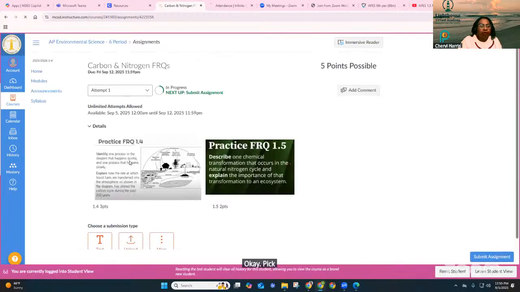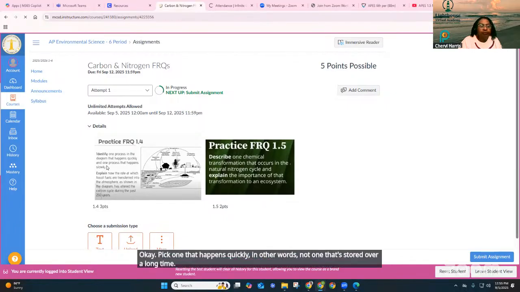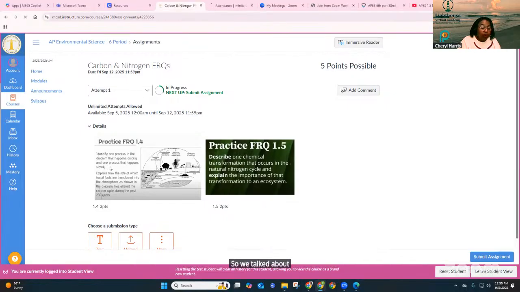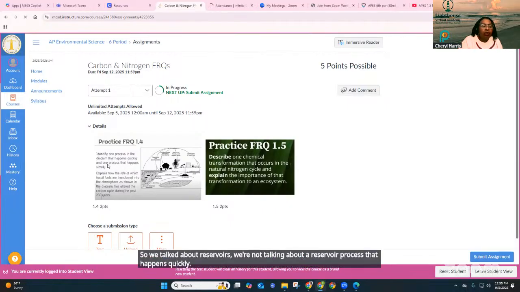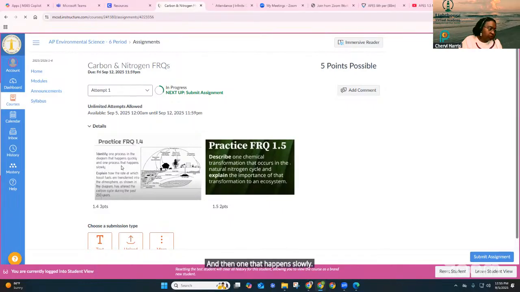Pick one that happens quickly. In other words, not one that's stored over a long time. So we talked about reservoirs. We're not talking about a reservoir, but a process that happens quickly, and then one that happens slowly, like the reservoirs. All right, so that's the first part of the question.